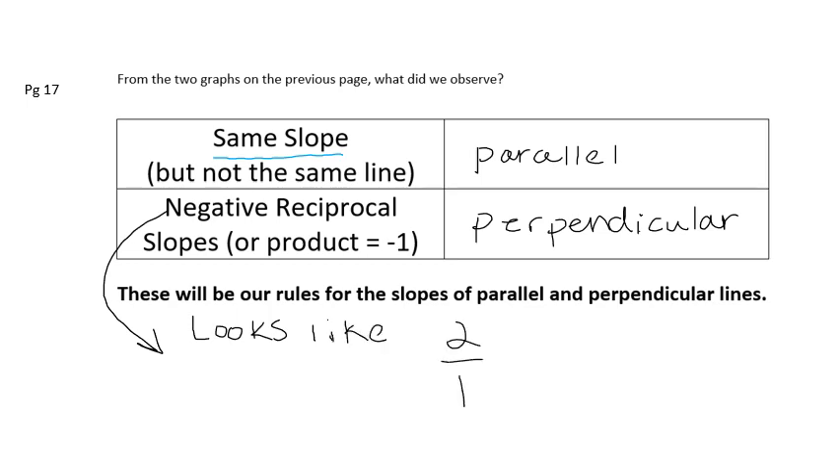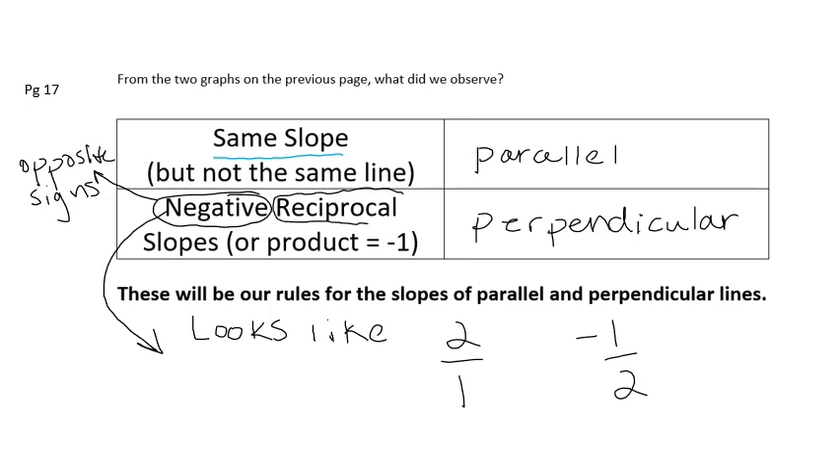If I take the 2 over 1 and the negative 1/2, negative means they have opposite signs. So I'm going to write this here, opposite signs. And all that means is one is positive, one is negative. Okay? And we have that. We have a positive one and we have a negative one. Now, reciprocal means that the fraction has been flipped.